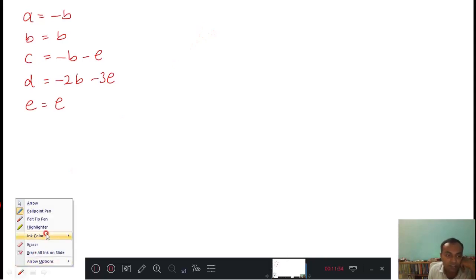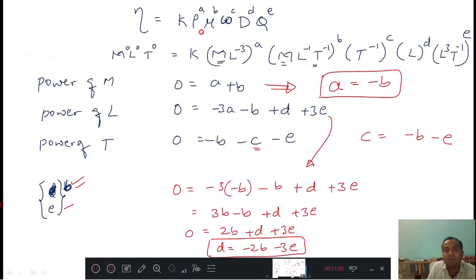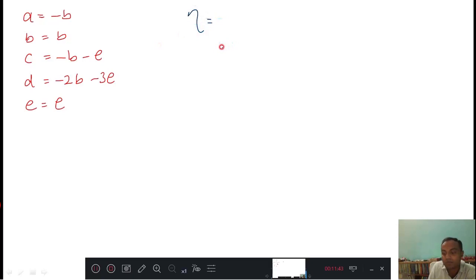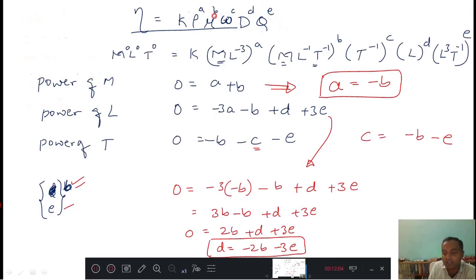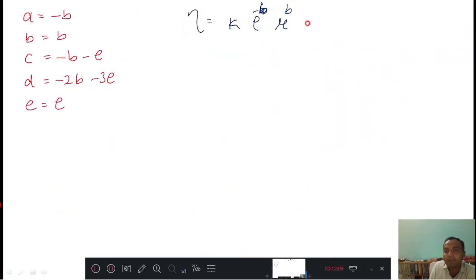Then coming to the original equation. What is that original equation? This, that is eta is equal to K rho to the power A, mu to the power B, omega to the power C, D to the power D, Q to the power E. Rho to the power A, which is minus B. Mu to the power B, therefore B only. Then omega to the power C means minus B minus E. Then D, diameter to the power D, which is minus 2B minus 3E. Then the last term is Q to the power E.